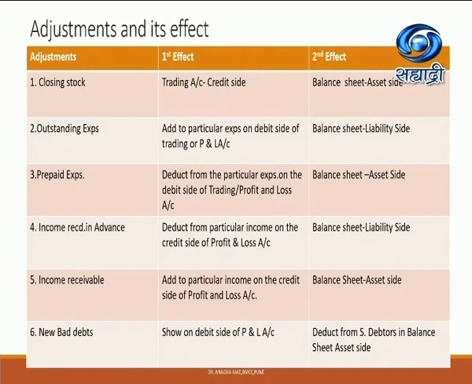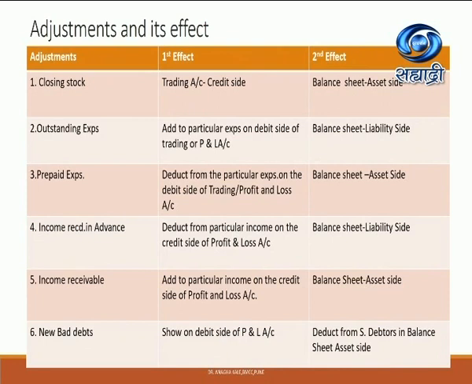Then the next adjustment is prepaid expense. Prepaid expenses are the expenses which are paid in advance. So these expenses are not related to the current year, and we are showing only the expenses which are related to the current year in our final accounts. So the first effect is we are deducting it from the debit side of the trading account, or if it is in the P&L account then from the P&L account. And the second effect, we are showing it on the asset side in the balance sheet.